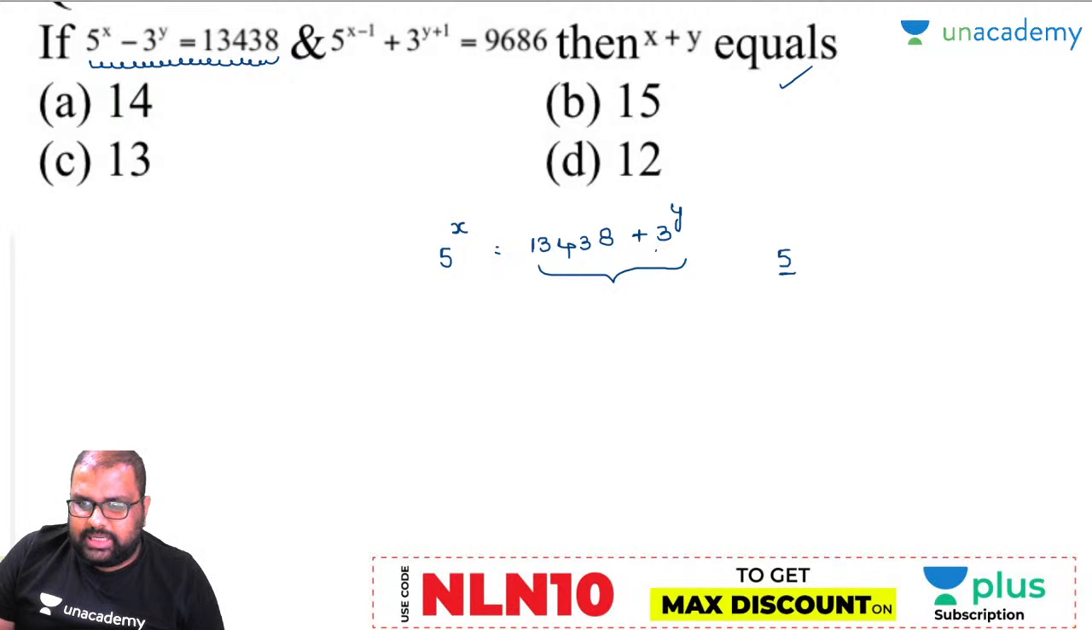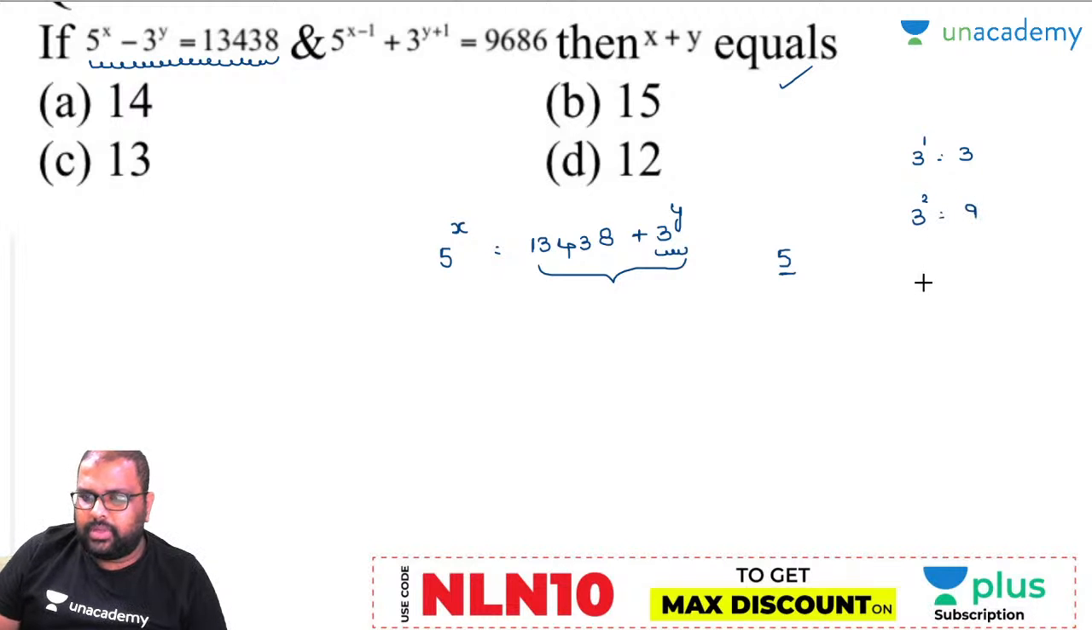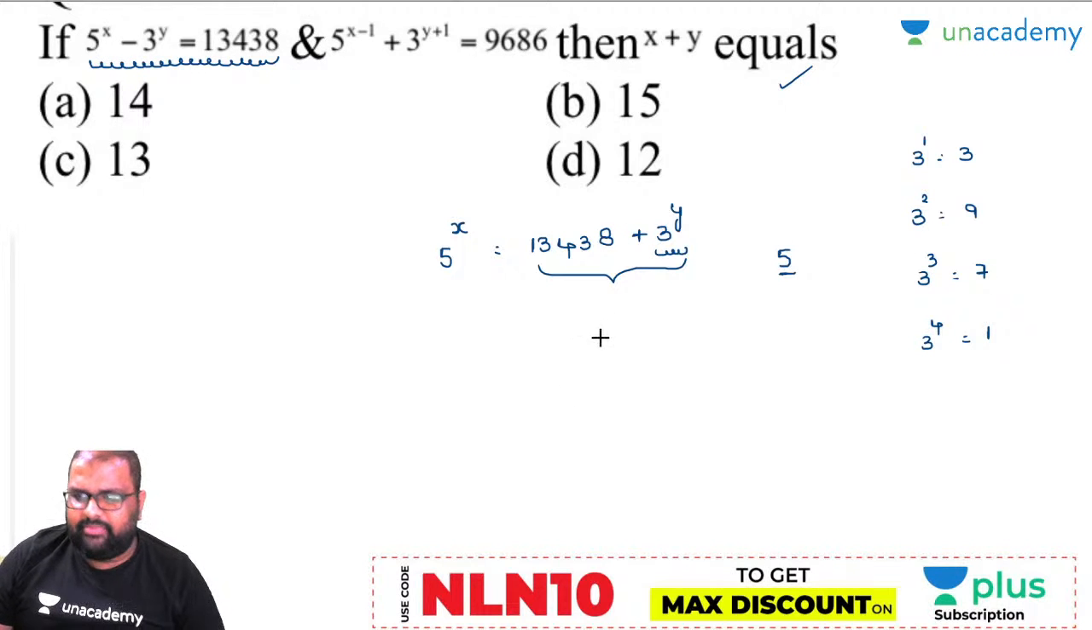So again, let us check the cyclicity of 3. 3 to the power of 1 is 3, 3 square is 9, 3 cube is 27, 3 to the power of 4 is 81, ending in 1, and again the same cycle will repeat. Now if I take 7 here, 7 plus 8 will be 5. So let us check there. 13438 plus 27 will be 13465. Is it divisible by 5? Yes, but the next number is not divisible by 5.